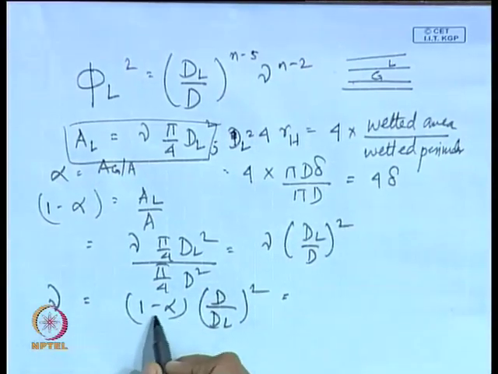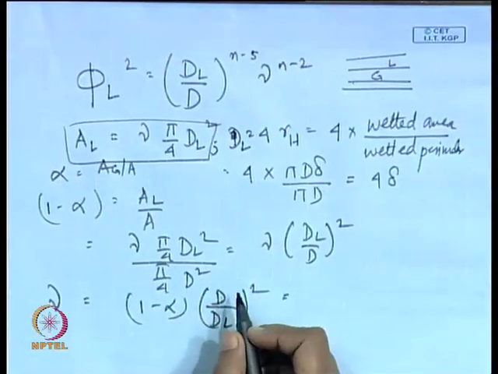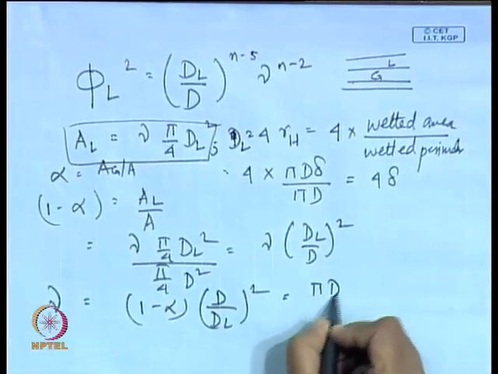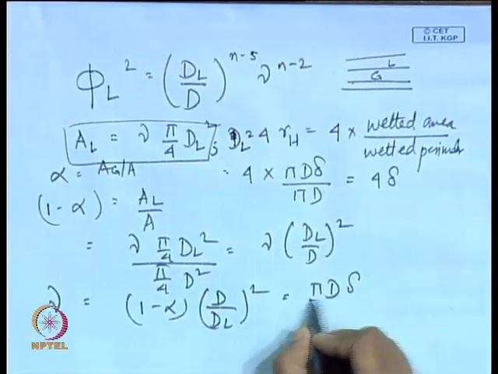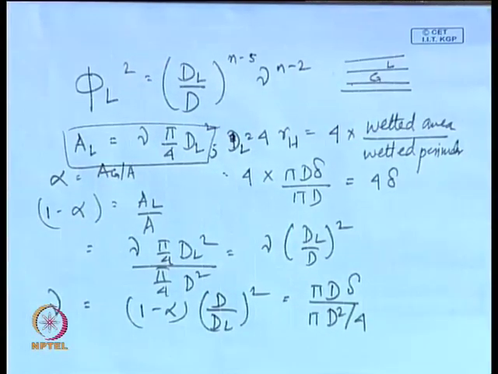See, what is 1 minus alpha? A_L by A, agreed. What is this A_L by A? It is nothing but, can you write it down, just see what I am doing, pi d delta by pi d square by 4. Can you do it, yes or no? We can do it, isn't it? Try to understand, you can express it either in terms of d_L or in terms of d and liquid film thickness delta. d_L is the hydraulic diameter of the liquid film.